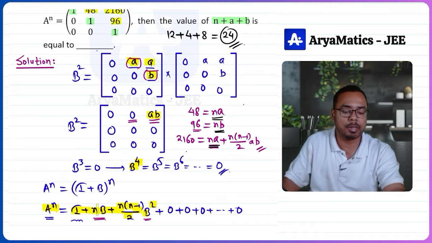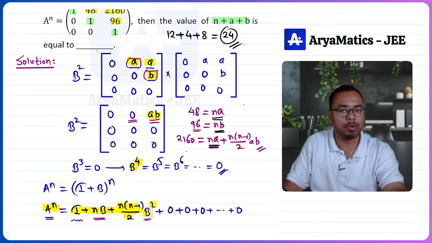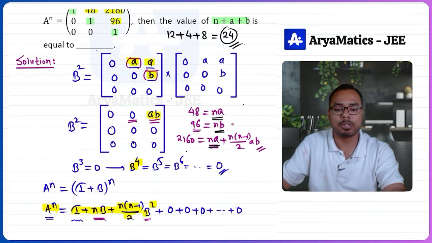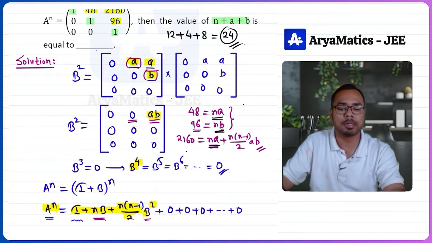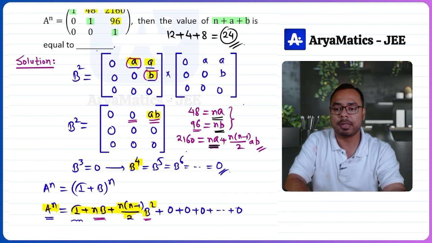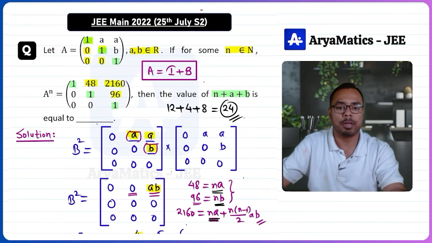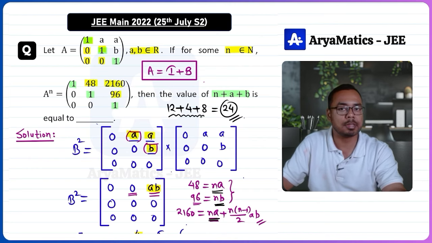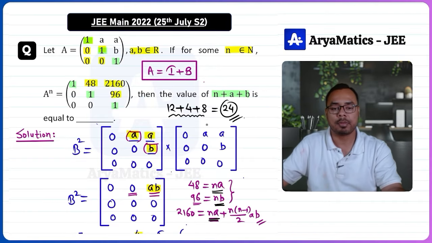So finally, A raised to n, that was I plus n into B, n into n minus 1 by 2 into B square. By comparing the corresponding elements, we got these three equations. And after solving these equations, you will get n as 12, a and b as 4 and 8, and therefore n plus a plus b, that will be 24, and that is the correct answer for this problem.